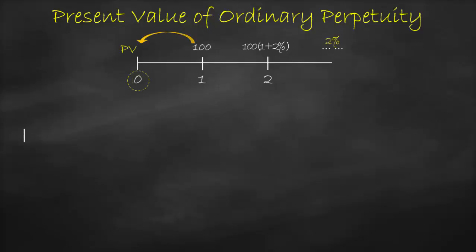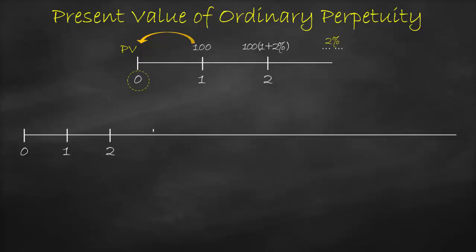Then let's get another example with more years. We have year 0, year 1, year 2, year 3, year 4. Year 5 will receive 100 million. Year 6, it will increase by 2%. So it will be 100 million multiplied by (1 plus 2%). And then I will put dots, and above the dots, I will put 2%, which means it will continue every year and it will increase every year by 2%. So my first cash flow happens in year 5. Therefore, my present value will be 1 year before, which means it will be in year 4.